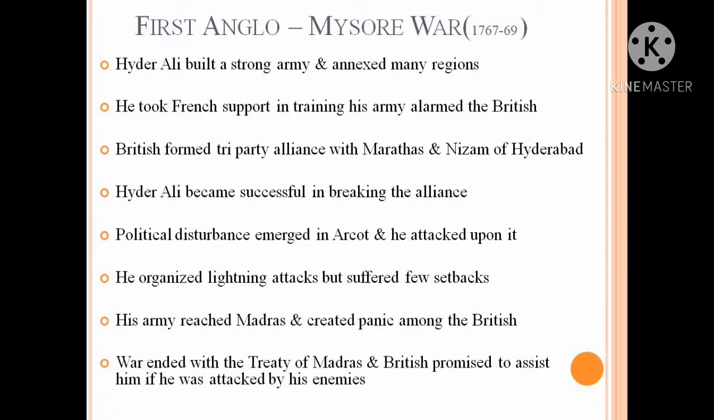According to the Treaty of Madras, war prisoners were exchanged, that is separate. And the main clause here: they promised each other that if there was any external attack on them, they had to come to help each other. If the British got any problem, Hyder Ali had to go, and if anyone attacked Hyder Ali, the British should come to his help. So this was the agreement. Like this, the first Anglo-Mysore War ended.